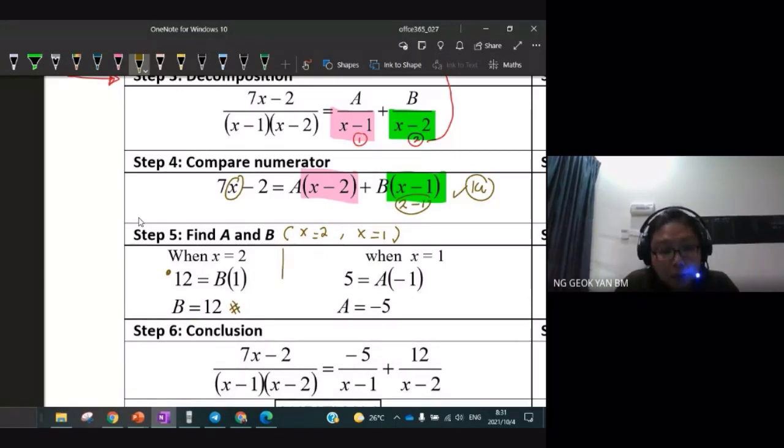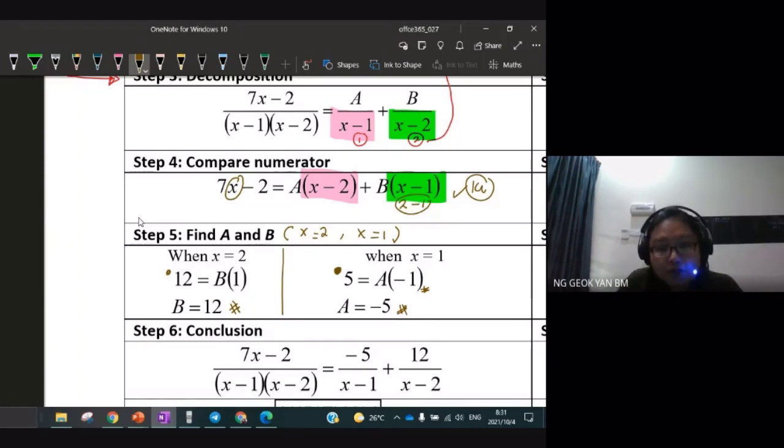Same thing when X equals 1. It means B disappears directly. So the left side will be different because there is the variable X. When you substitute 1, it is 7 minus 2, you get 5. Here, 1 minus 2, be careful with it, you get negative 1. So lastly, you get A equals negative 5.